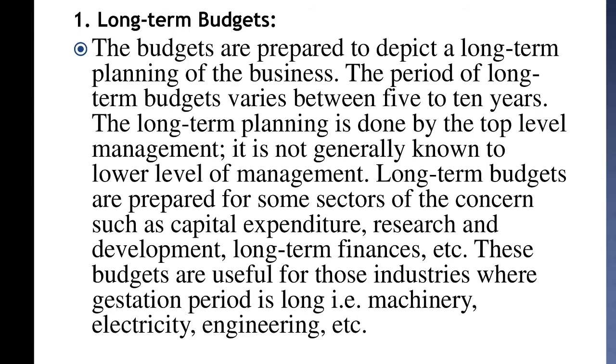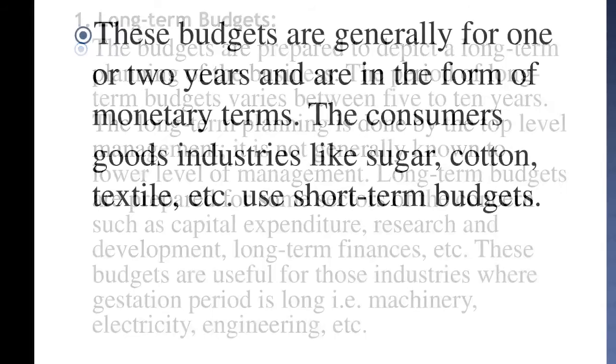The budget is prepared for between 5 to 10 years. Top level management plans what they should do for the next 5 or 10 years, because low level management will not be involved in long-term budgets. I've also given an example: these budgets are useful for industries where the gestation period is long, such as machinery, electricity, engineering, and other categories.